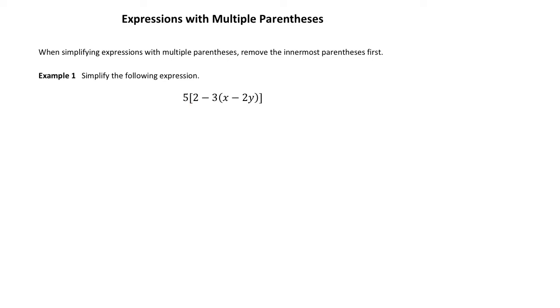So I'll start this one by copying down the 5, writing down this parenthesis, and then inside I'm going to distribute the 3 to both the x and the minus 2y. This will give me minus 3x but a positive 6y. So this is what we mean by working with the innermost parentheses first.